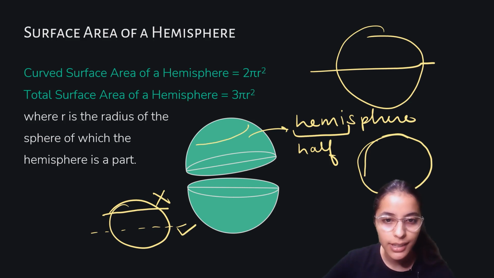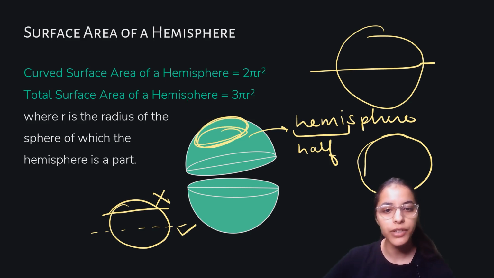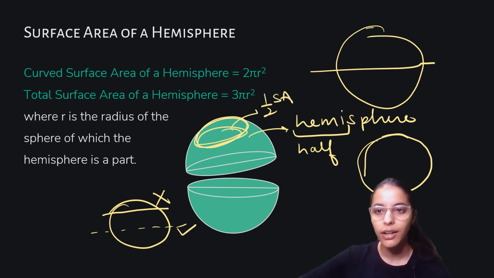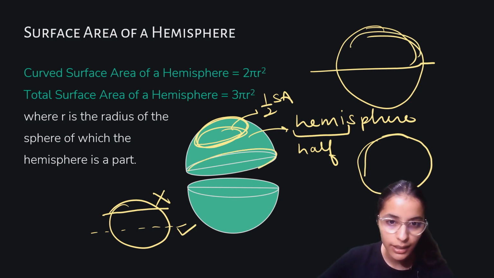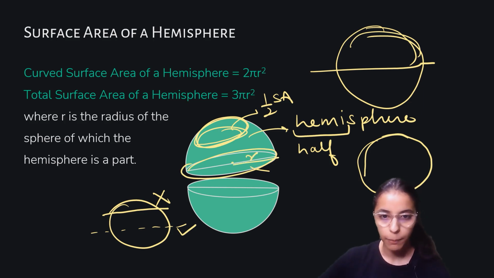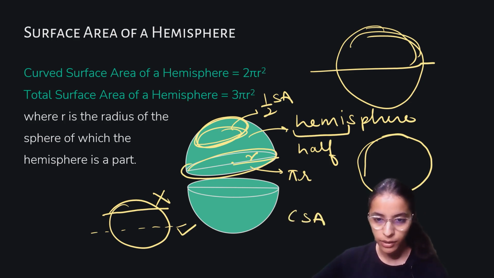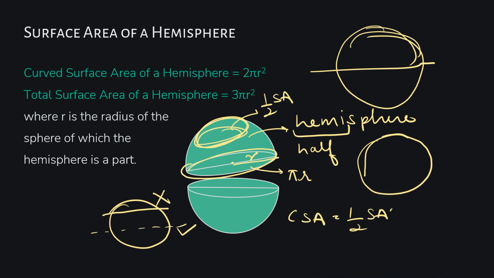First is this outer curved surface area, which is equal to half of the surface area of our sphere, and then we have this circle inside, right? It has the same radius as this sphere, which is r. So the circle's area is pi r square. Now if we move on to find the curved surface area, it is half of the surface area of the sphere. Which is half into 4 pi r square, which is equal to 2 pi r square.